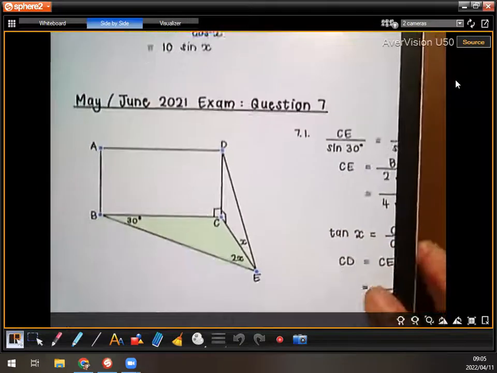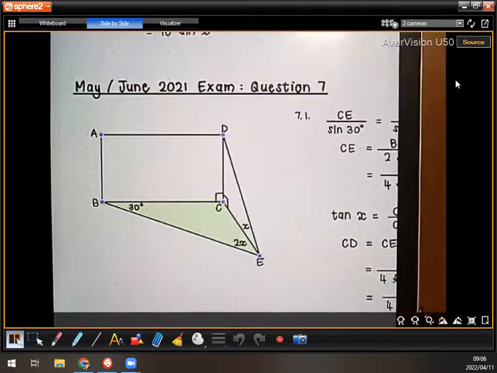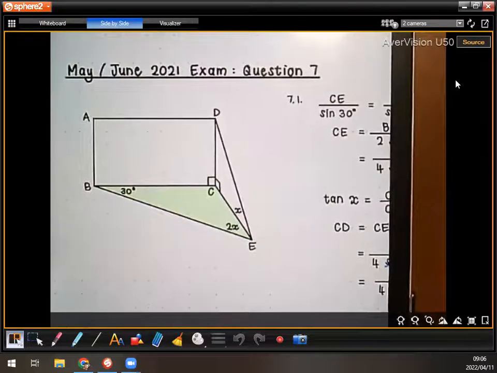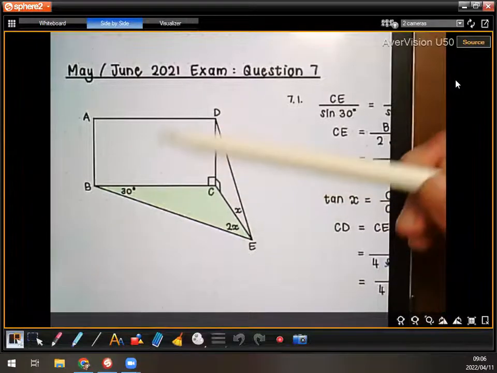Okay, question 7 was quite interesting. I'm just going to show you the diagram quickly. This was the picture from the May, June exam. So this was the picture that they gave us. They told us that ABC is a rectangle.